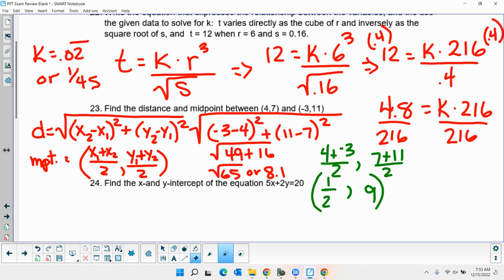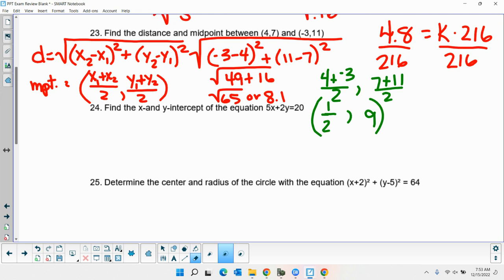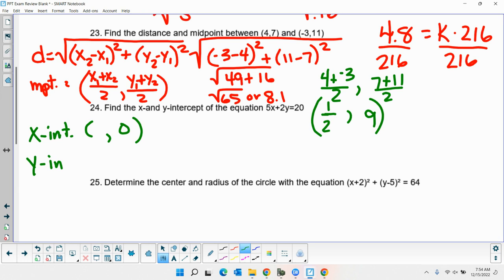All right, x and y intercepts. Remember, for the x-intercept, y is 0. For the y-intercept, the x is 0. Okay, so we got 5x plus 2y equals 20. If I put 0 in for y, it's 2 times 0, that's nothing, so I just cover it up. Don't even worry about it. 5 times what is 20? 4. So the x-intercept is 4.